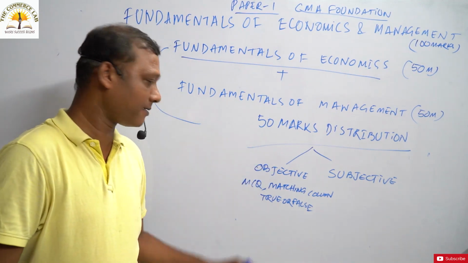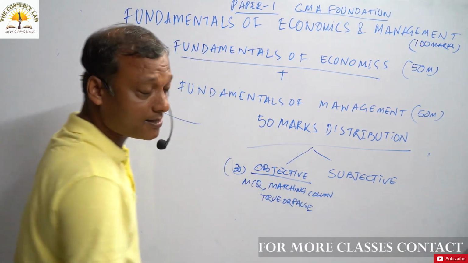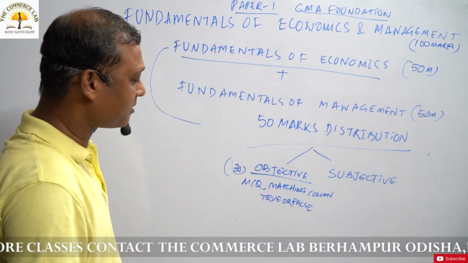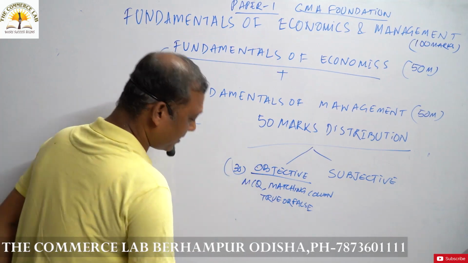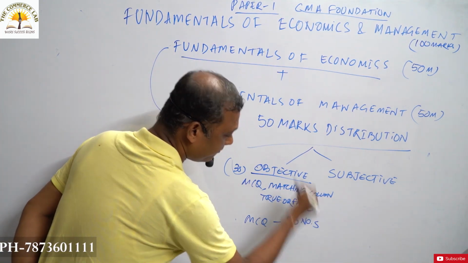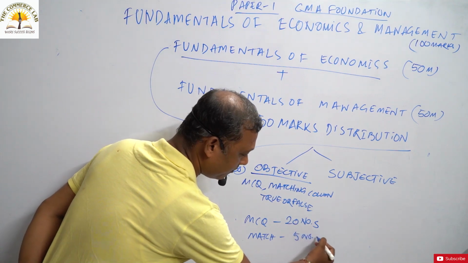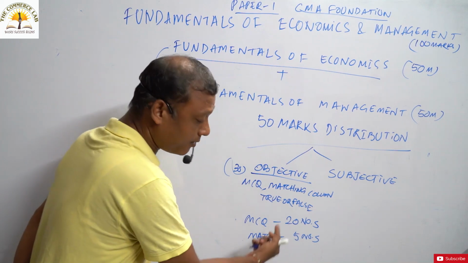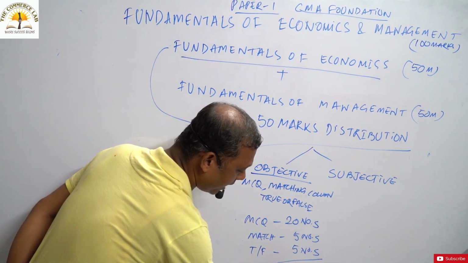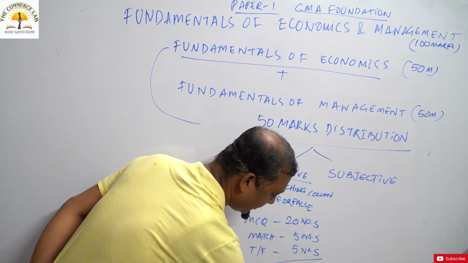Your objective part comes with 30 marks out of the total 50. The 30 marks consist of multiple choice questions, matching column and true or false questions, each carrying 1 mark. Multiple choice questions will be 20 numbers, matching columns will be 5 numbers carrying 5 marks, and true or false questions will be 5 numbers. So it comes to 30 numbers carrying 30 marks.